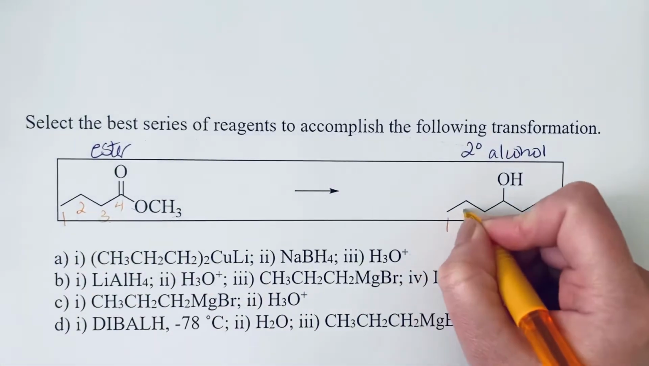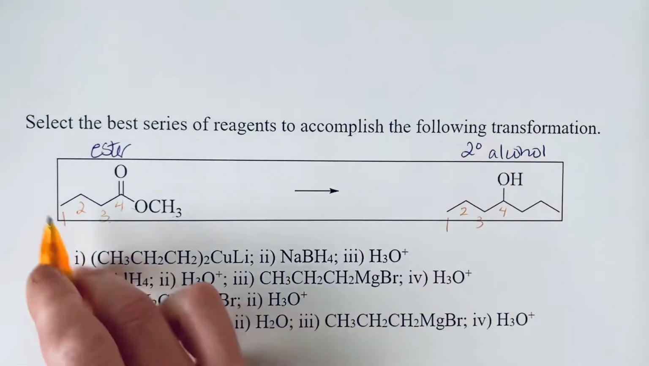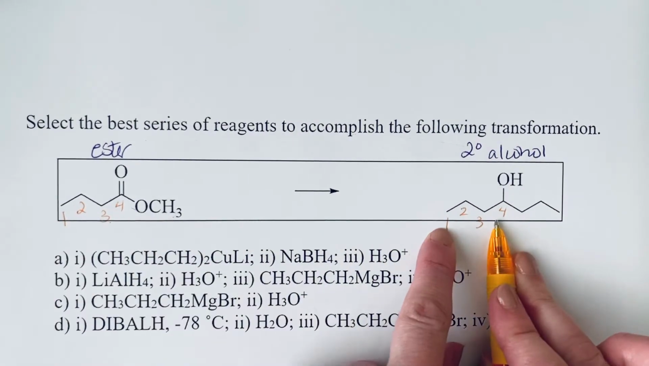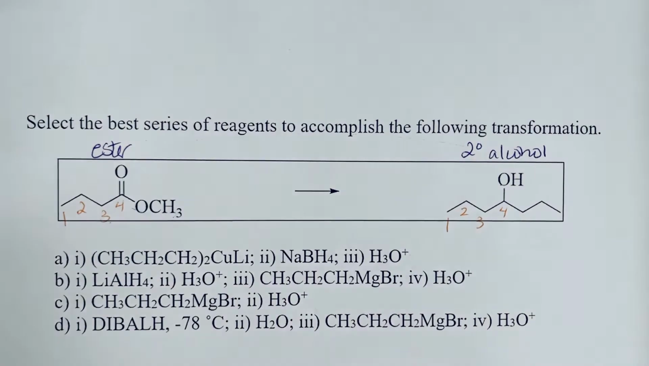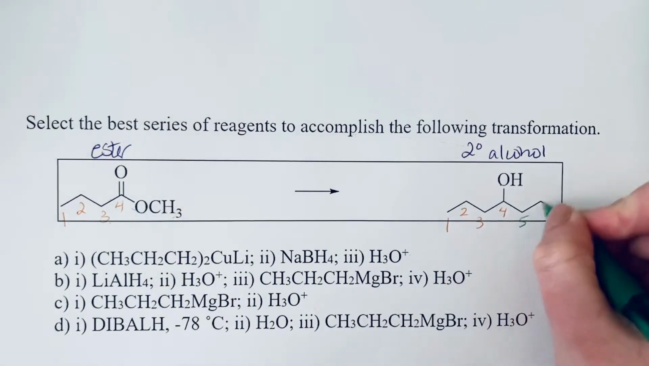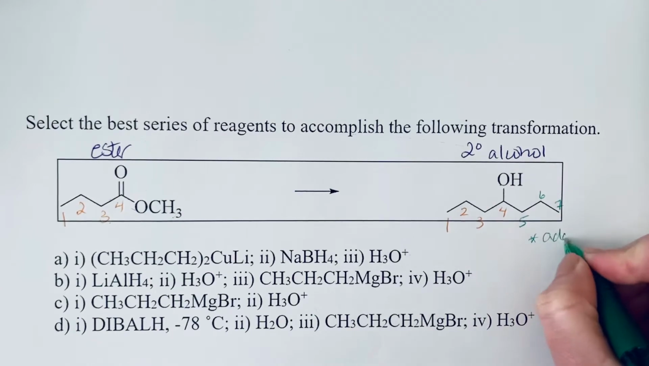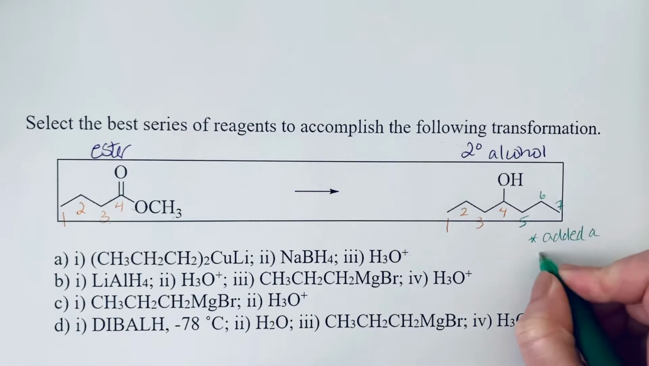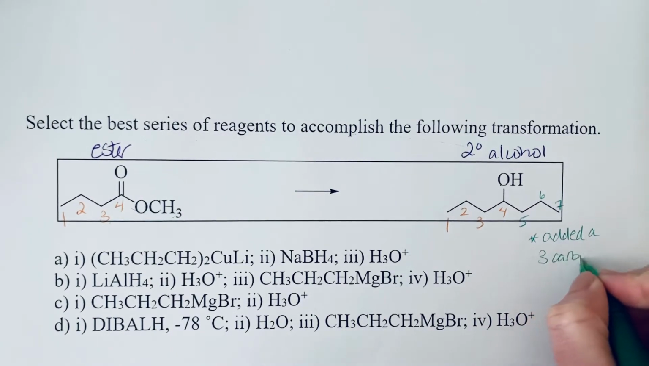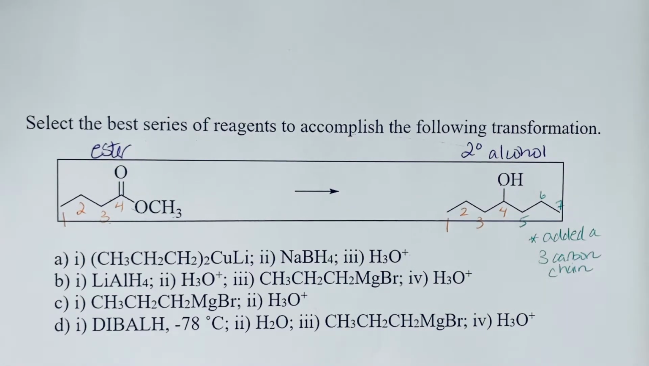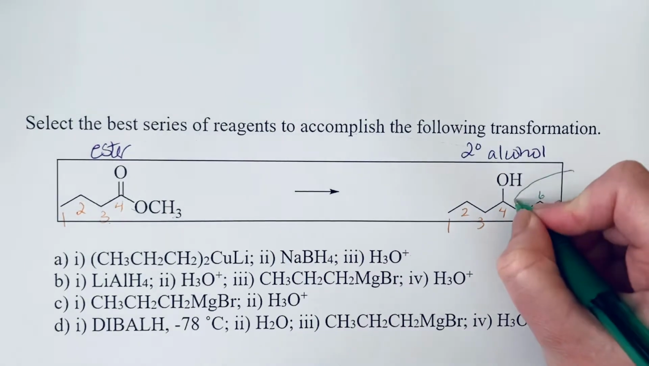So I can see that I have 1, 2, 3, 4 carbons. I'm really just trying to trace these 4 carbons to these 4 carbons, is my goal. And then I see 5, 6, 7. So we have added a 3 carbon atom chain. And our new bond is also a new carbon-carbon bond.